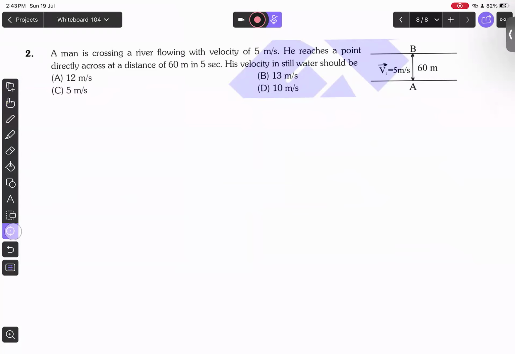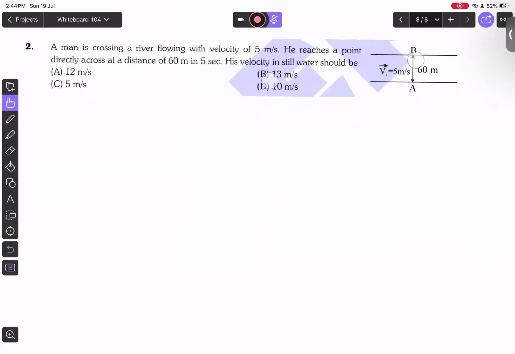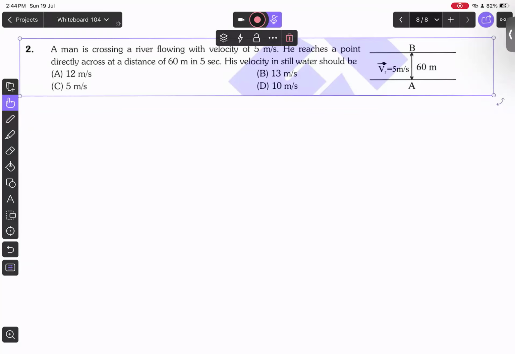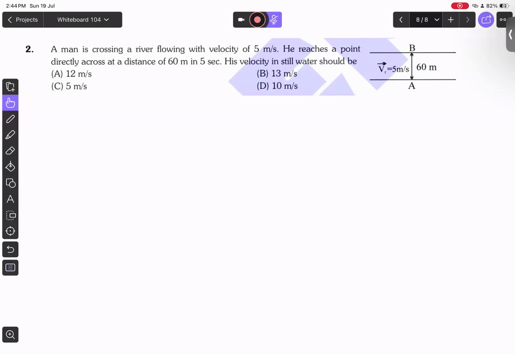So a man is crossing a river flowing with velocity 5. He reaches a point directly opposite across a distance of 60 meters in 5 seconds. So what is told? He reaches the directly opposite side of the bank. So he is reaching the opposite side of the bank, which means he is undergoing zero drift, or he travels without any drift.